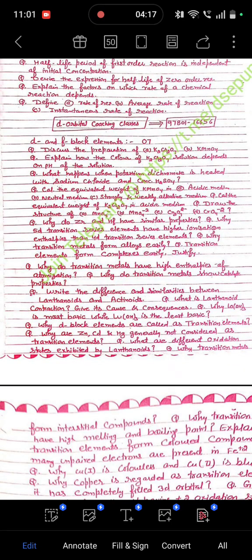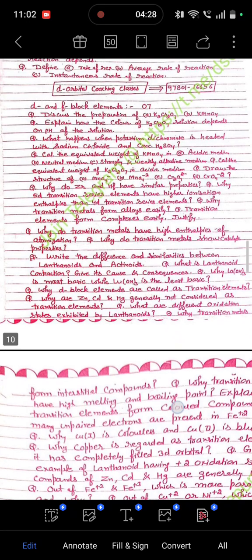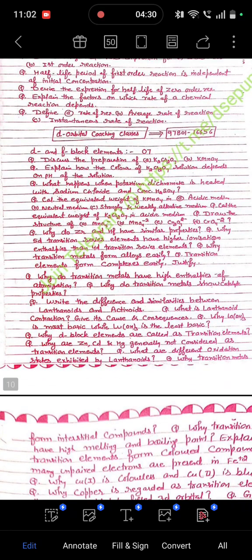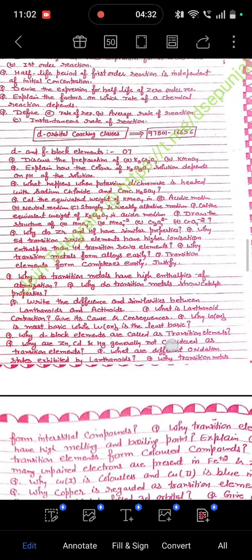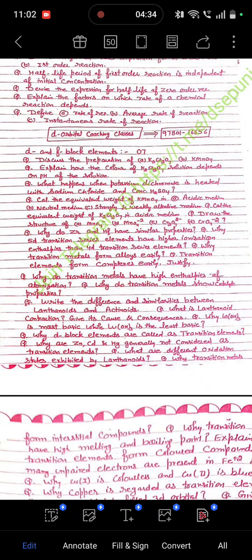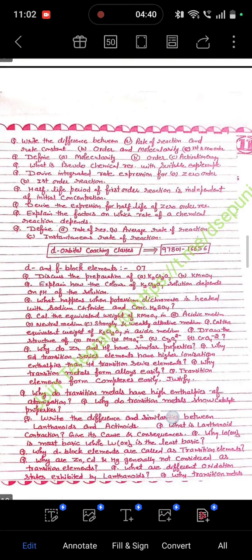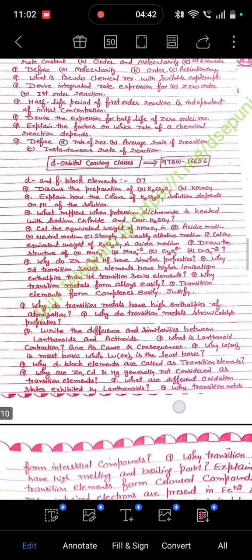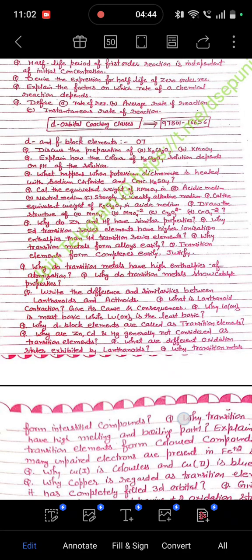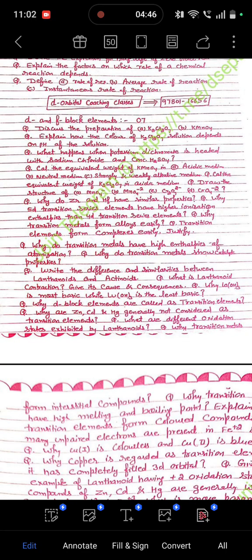Now we are on our fourth chapter, D and F block elements. Now all the chapters are totally theory based. We have just finished physical chemistry, and now this is inorganic. 2 chapters of inorganic are in our syllabus.